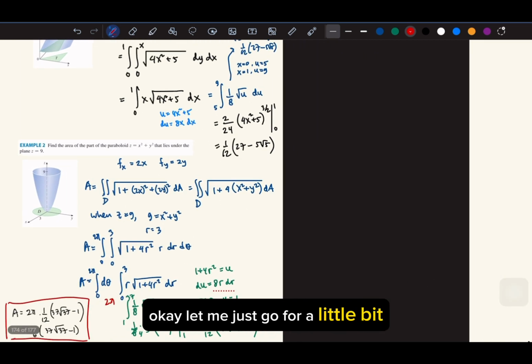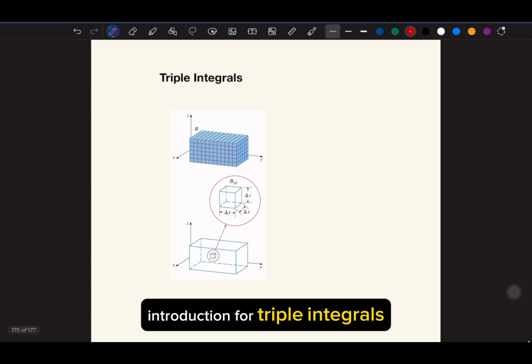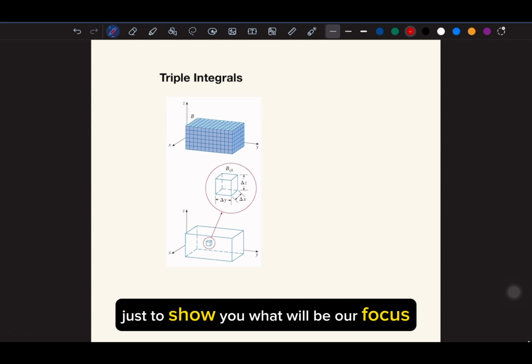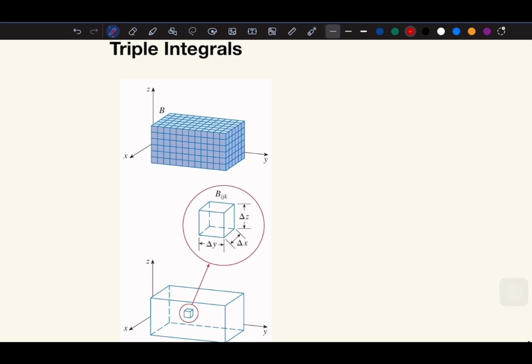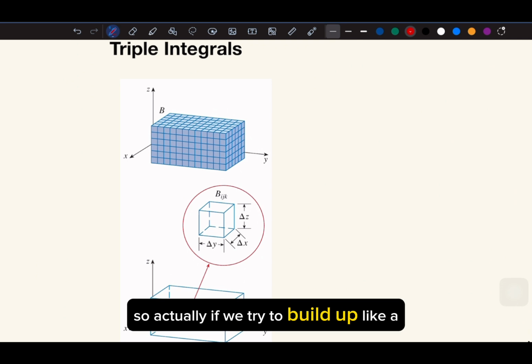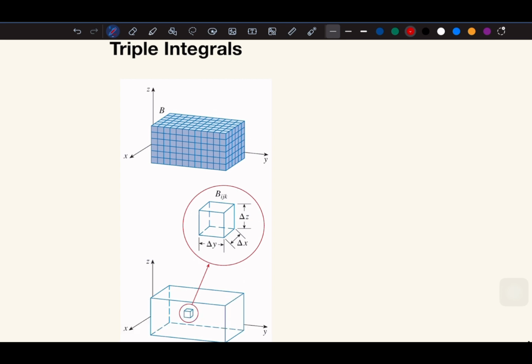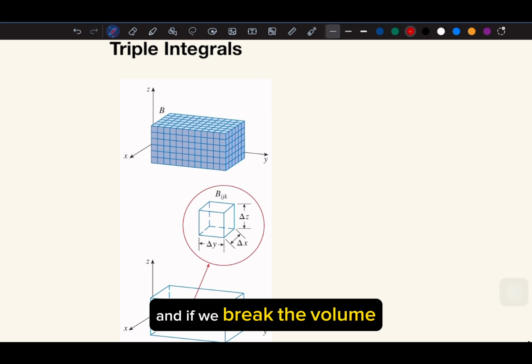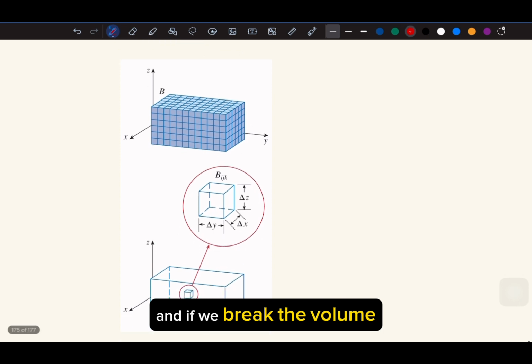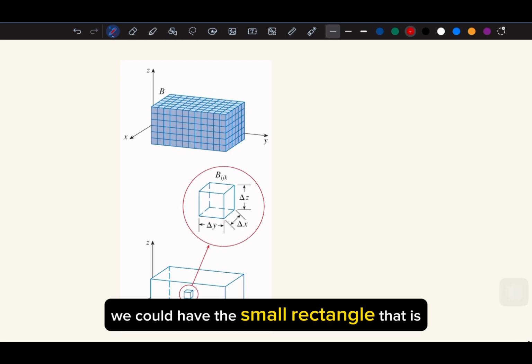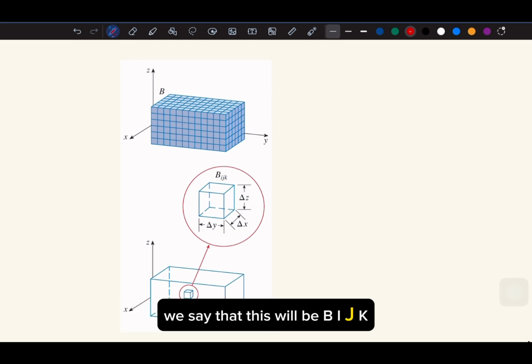Let me just go for a little bit of introduction for triple integrals, just to show you what will be our focus. Actually, if we try to build up a rectangular shape volume like this one, and if we break the volume, we could have this small rectangle whose dimensions will be described as delta x, delta y, and delta z. We say that this will be B_ijk, where ijk means with 3 axes.